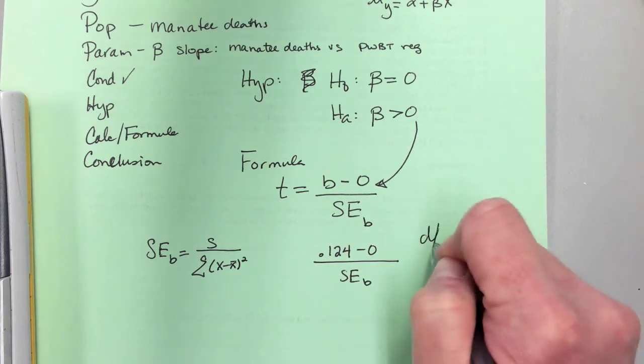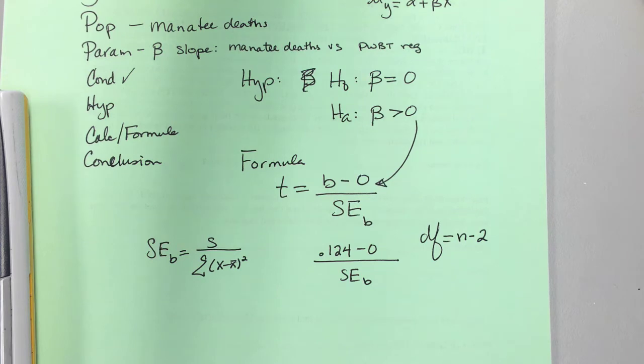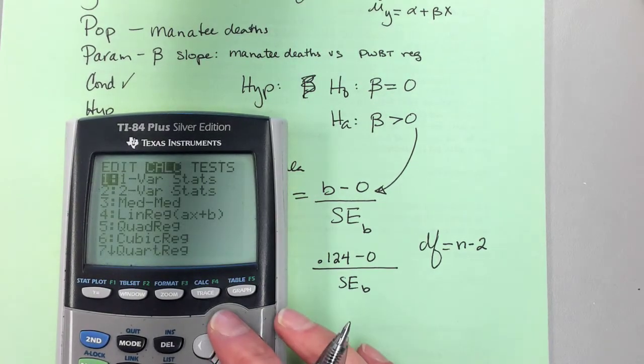Oh, and by the way, we're going to have degrees of freedom of n minus 2, because with respect to our lists, we've got 2 lists, we have to take away 2. So here's what I need you guys to do. Go to stat, go to calc, go over to tests.